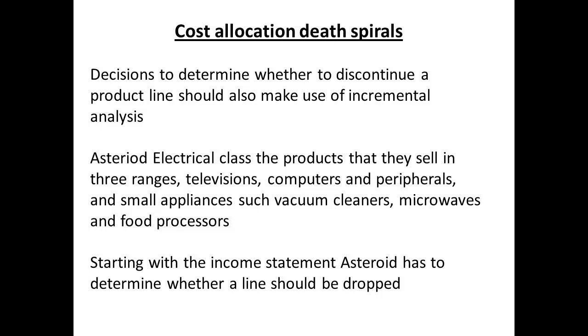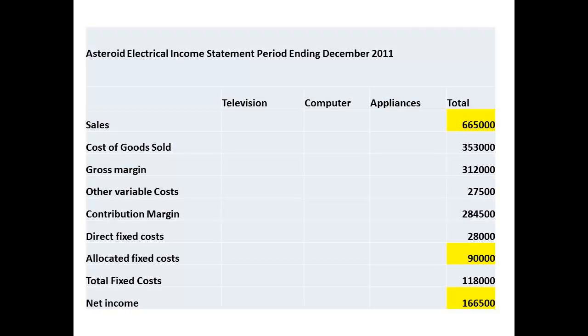When a company produces several different products, or sells several different lines, then each product or line is analysed for performance. The decision a company then has to take is whether to continue all products and lines, or whether some should be dropped. Asteroid Electrical divides its sales into television, computers and peripherals, and small appliances. The income statement for Asteroid Electrical shows sales revenues of $665,000, with fixed costs of $90,000 and a net income of $165,500. These areas have been highlighted because these are relevant areas for decisions to be made.